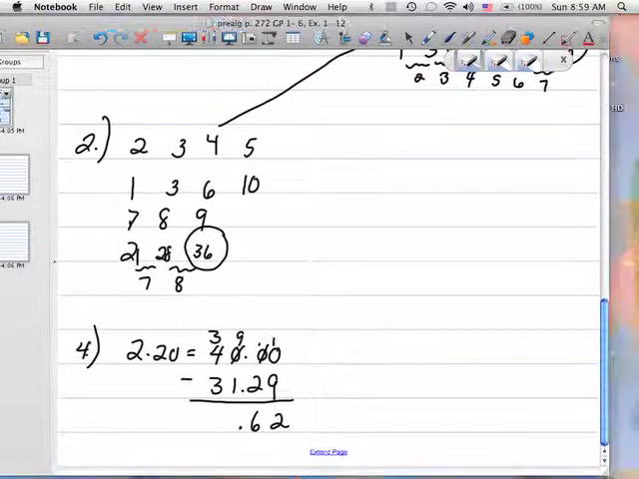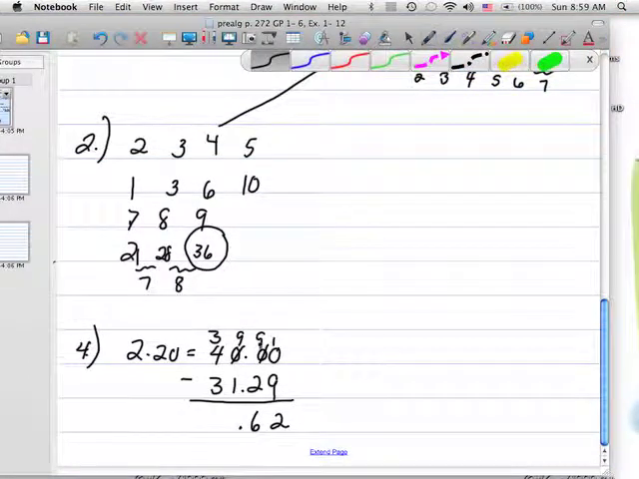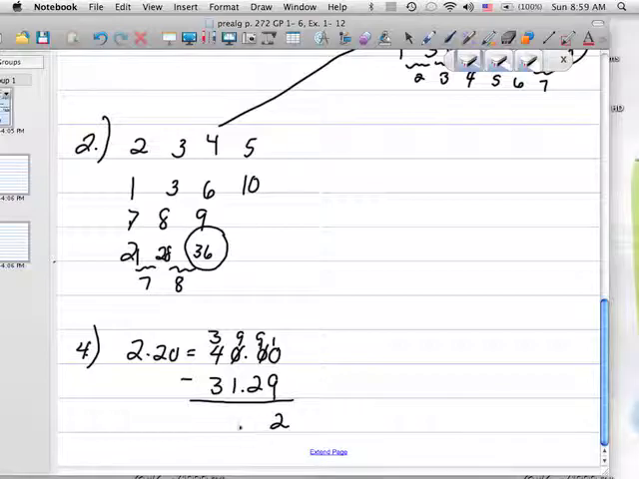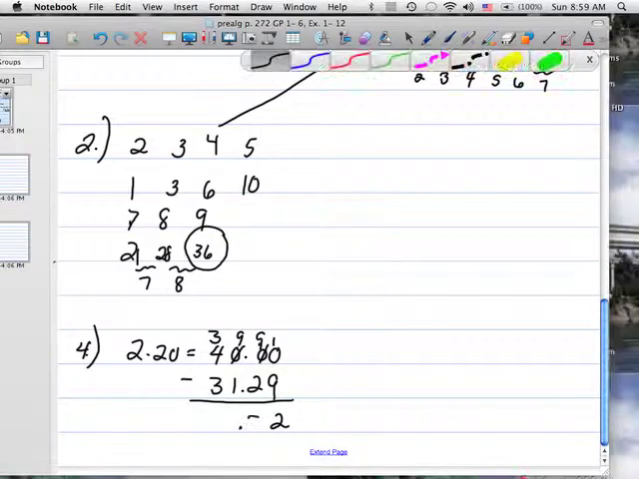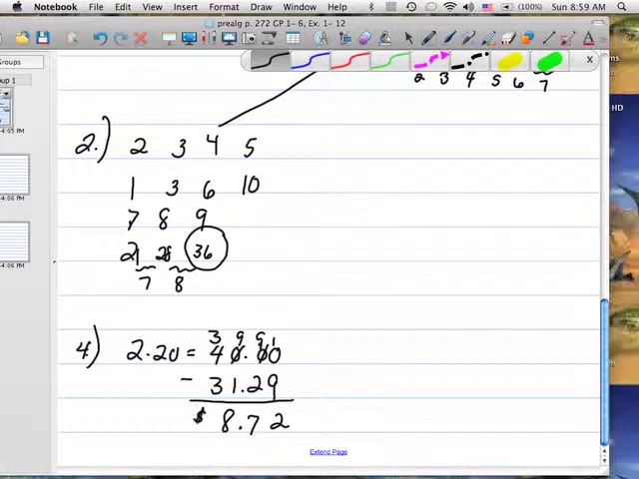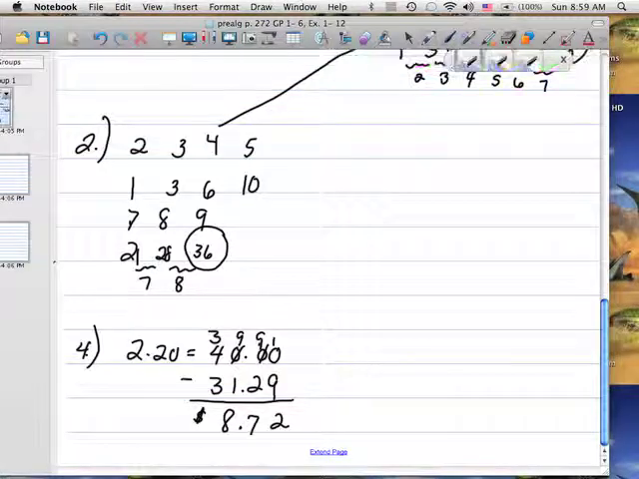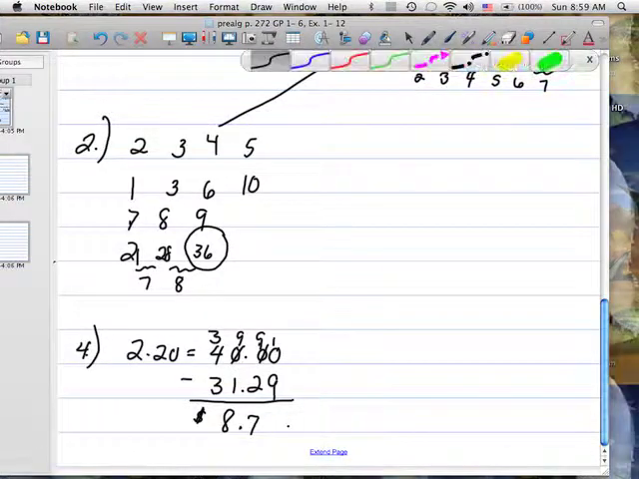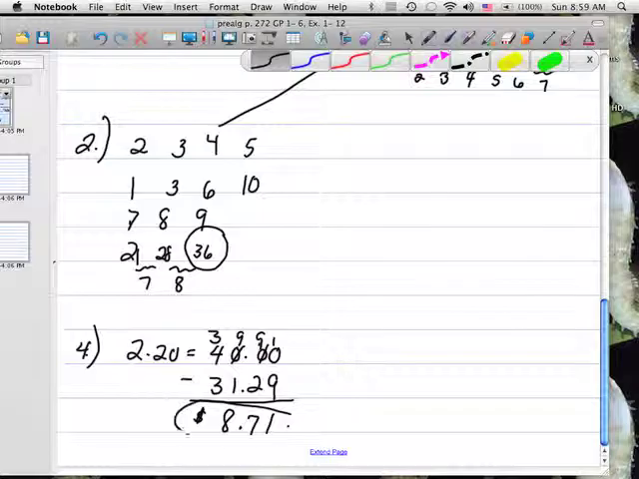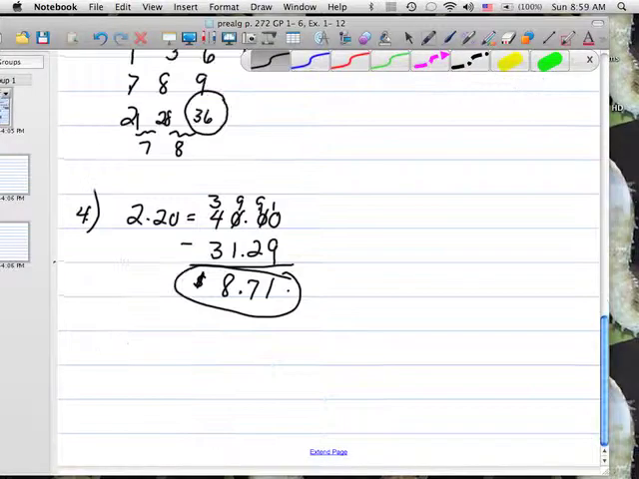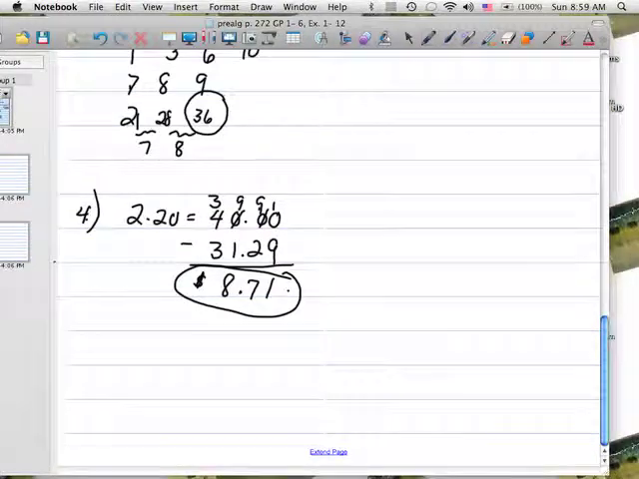What am I doing? That's 9, so that should be 7. It's a little early in the morning for me. And then 1 from 9 is 8, so it's going to be $8.71. I made enough mistakes in that one. That should make you feel good.